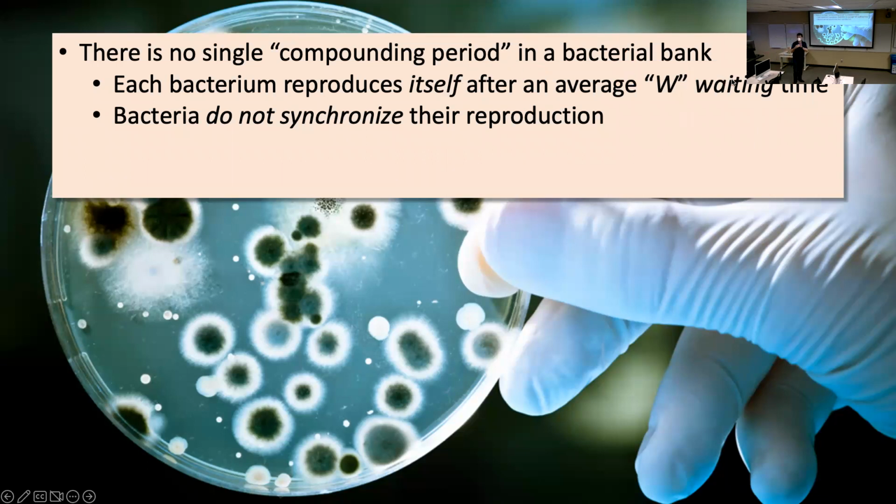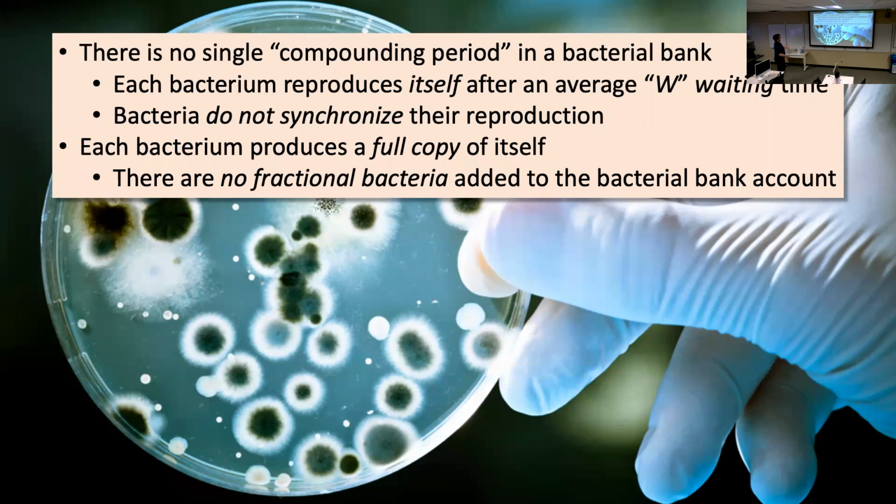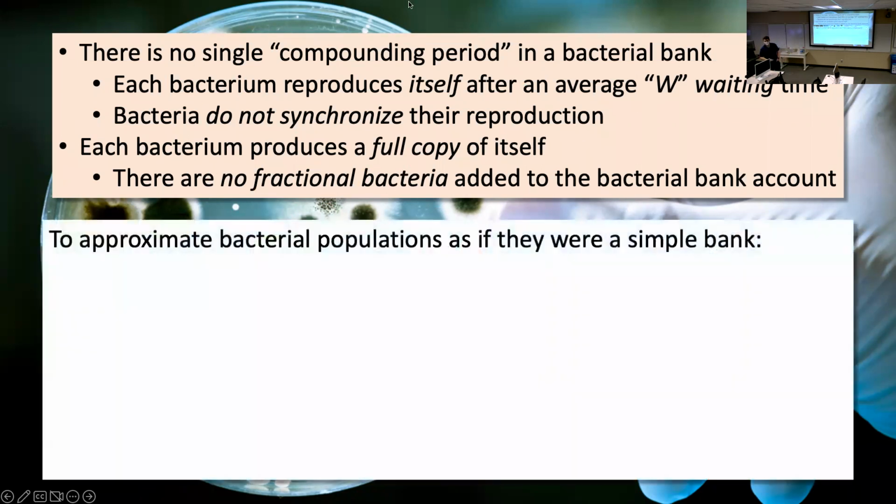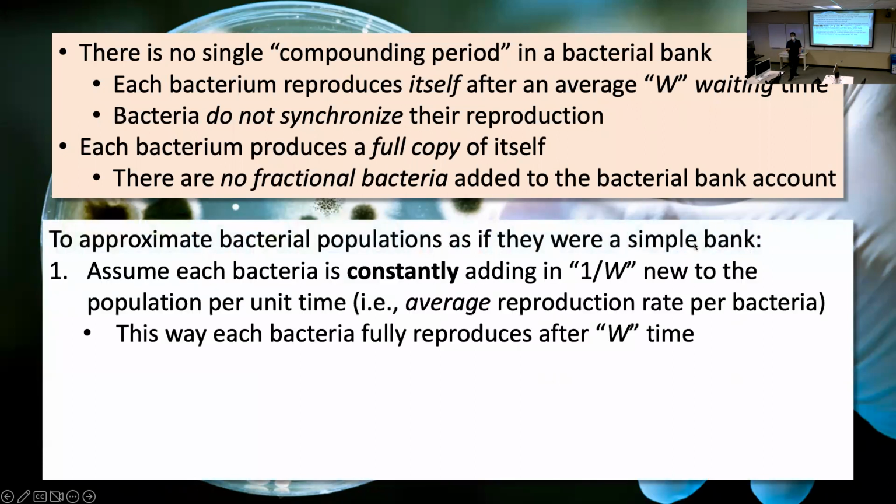So some bacteria take longer than W to pop out a new bacteria. Some take shorter than W to pop out a new bacteria. They do not synchronize their reproduction, unlike dollar bills. So some bacteria are going to reproduce now, others later. It's not like there's one period where all the bacteria reproduce at once. And each bacterium doesn't produce a fractional copy of itself like a dollar bill. They produce a whole new bacterium. So that's the challenge. We need this to be turned into a bank model for us to be able to simulate it. So we're going to try to approximate bacteria as if they were a bank. And what do we need to do that?